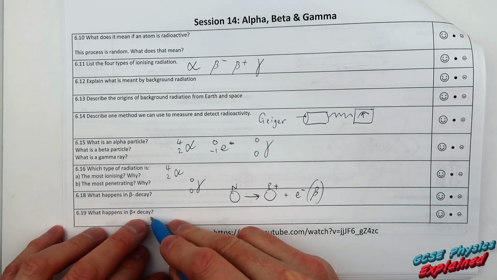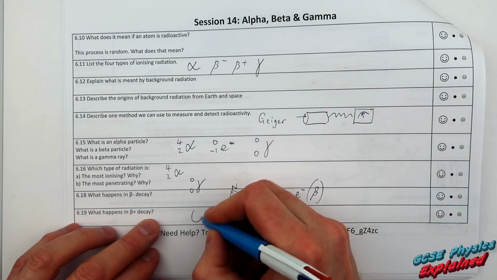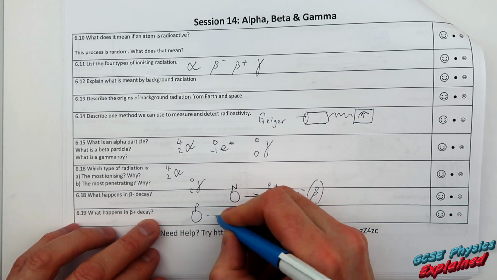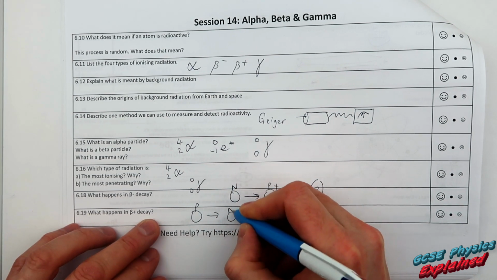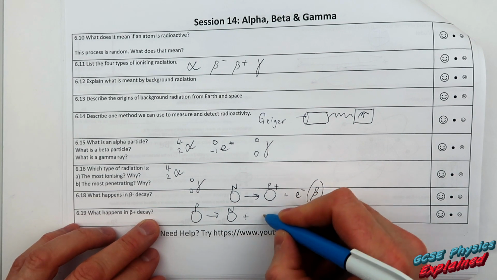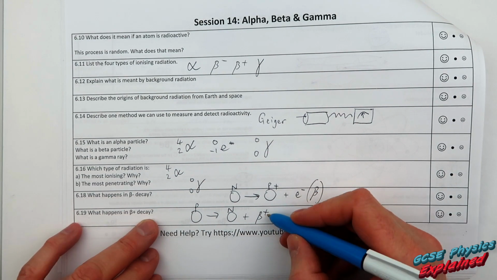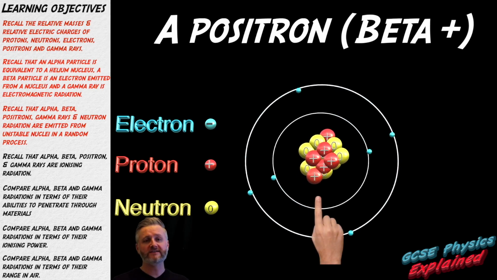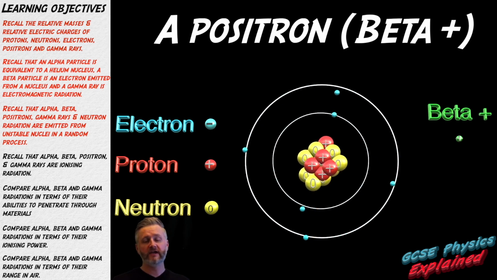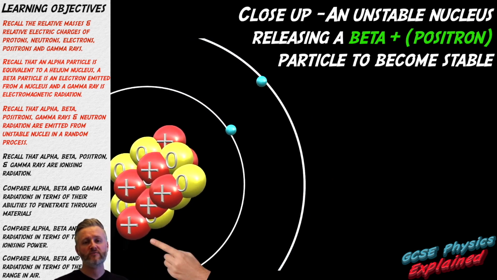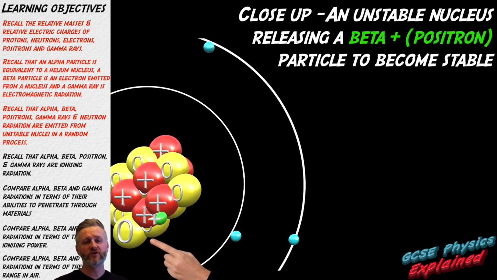What happens in beta plus decay? That's when a proton turns into a neutron and a positron. A positron is a beta plus particle. It is a high-speed particle with the same negligible mass as an electron, but with a charge of +1. Here is a slow motion close-up of a positron being released.